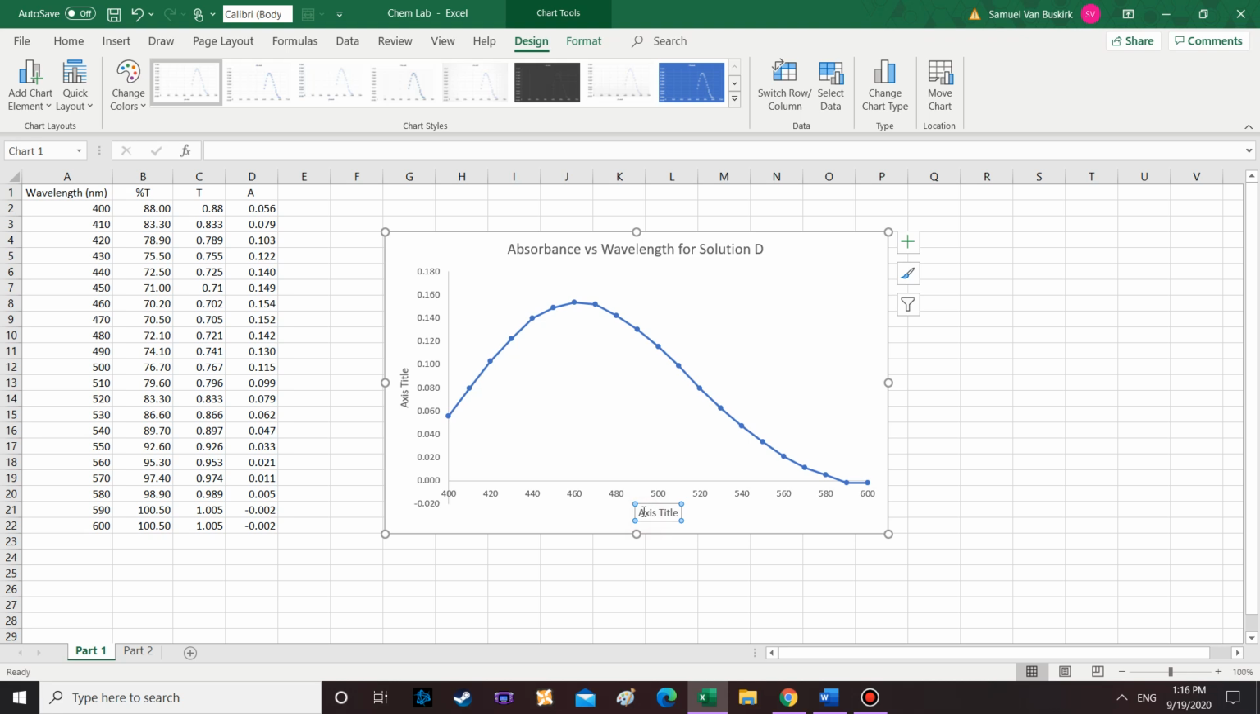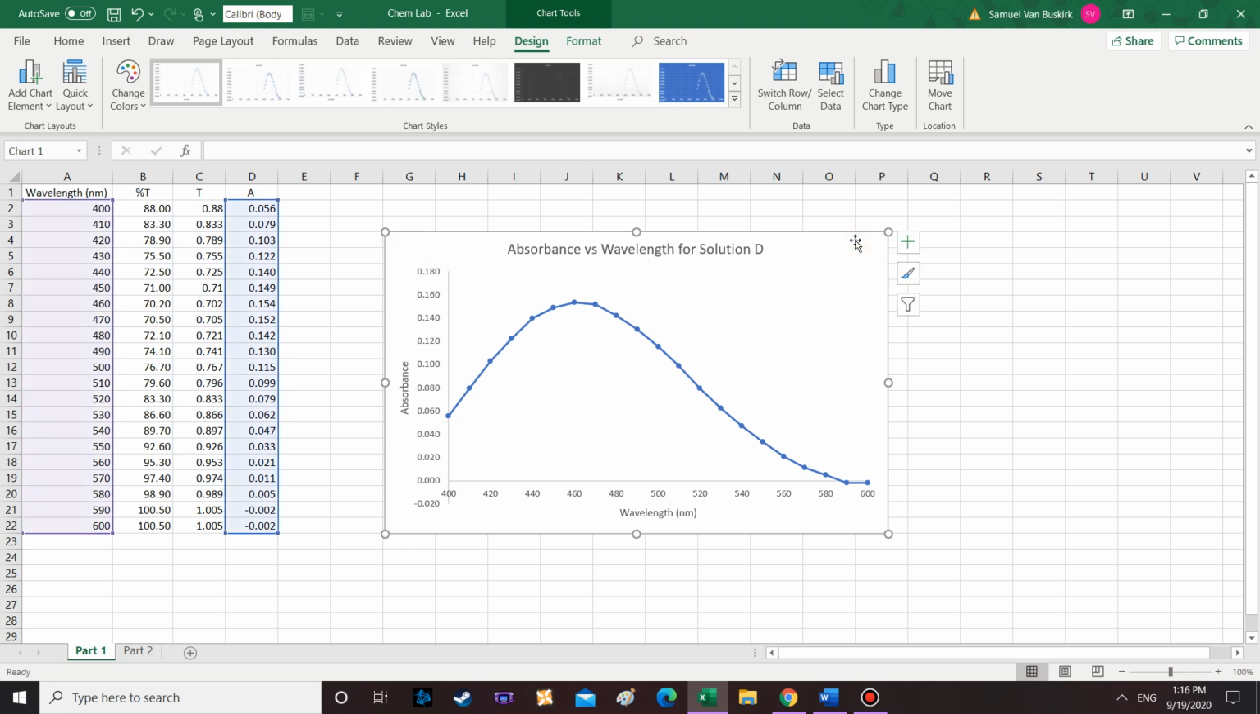So next we need our axis titles. So this is the x-axis, which is where we have wavelength. And always, always, always remember your units. We have wavelength in nanometers. So I'm going to include that in this title. And then our y-axis is absorbance, which does not have any units, so we can just leave that as absorbance.